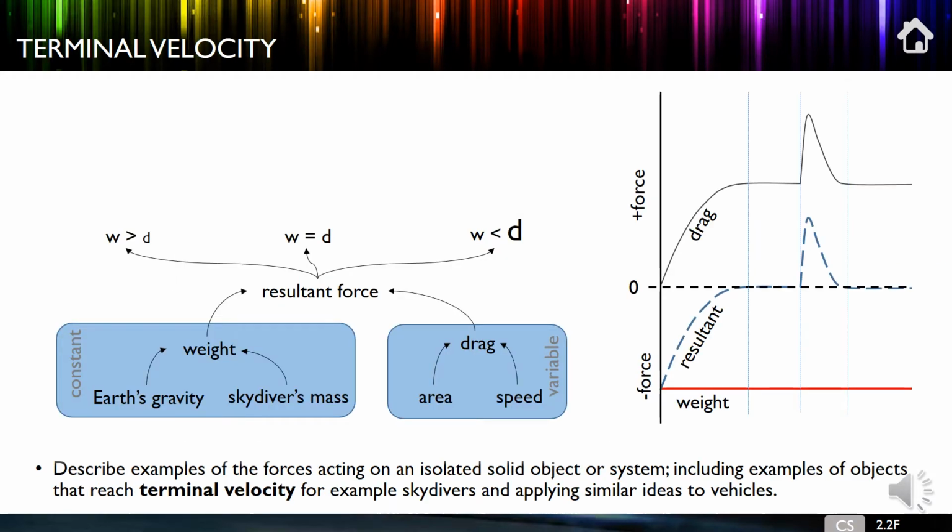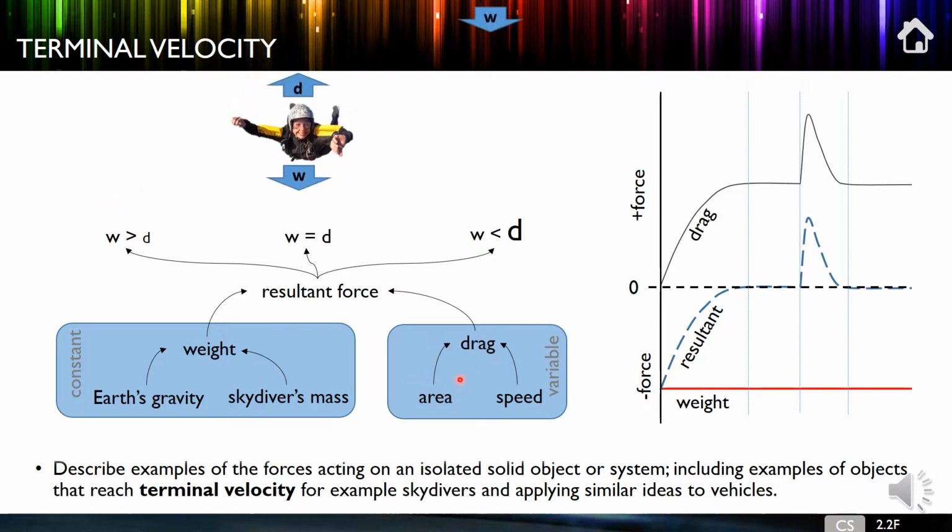So here we've got terminal velocity. We've got a skydiver who jumps out of a plane. If we start on the right here, weight is unchanged throughout the whole time, but drag does change. So these are the two forces, drag here and weight here.